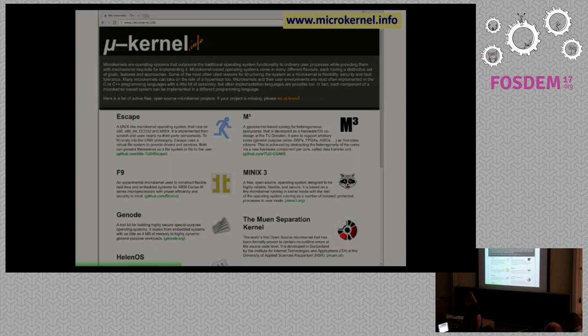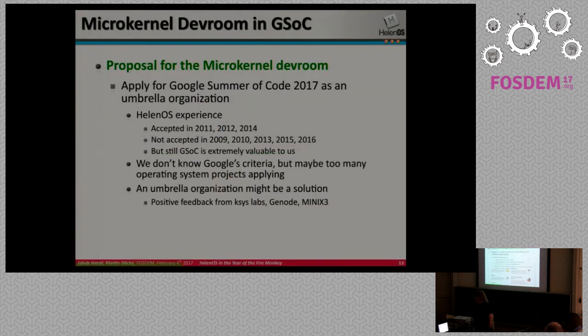And the other suggestion for cross-pollination, we have already discussed this in the mailing list of this dev room. We would really like to apply for this year's Google Summer of Code as an umbrella organization. HelenOS has some experience in Google Summer of Code. We have been accepted 3 times, and we were quite successful in GSOC. We weren't accepted 5 times.